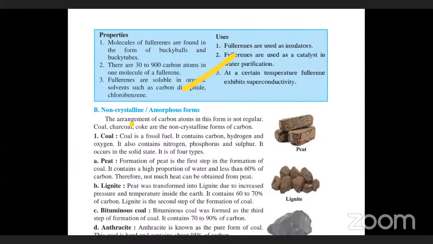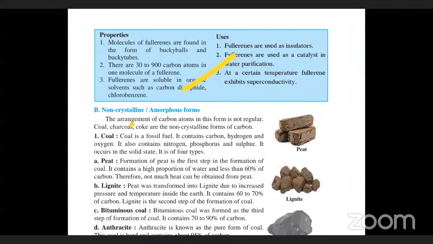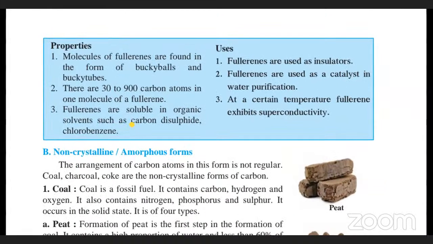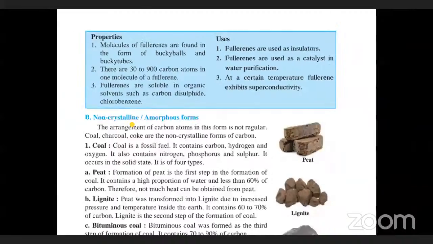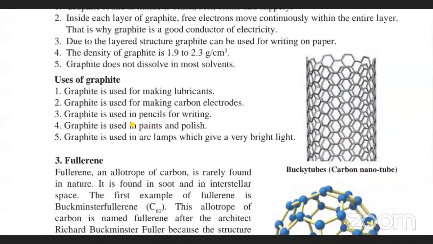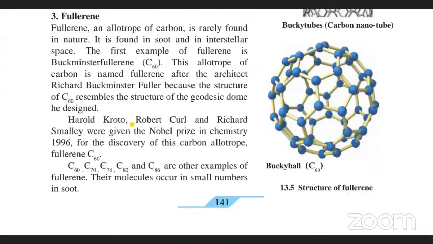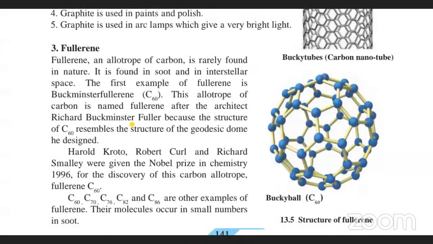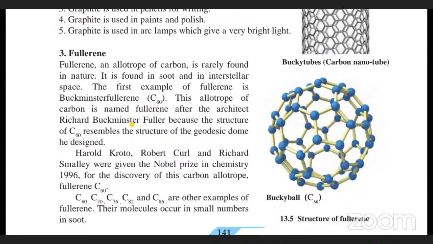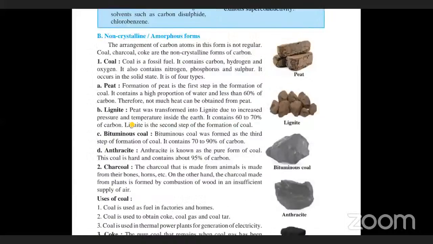Next we are going to proceed with the properties and uses of fullerene. Now see properties. Molecules of fullerenes are found in the form of buckyballs and buckytubes. If you see this fullerene, it looks like a ball, right? So it is also known as buckyball. Buckytube form is also available. It is also termed a soccer ball. So this is the buckyball structure of fullerene.